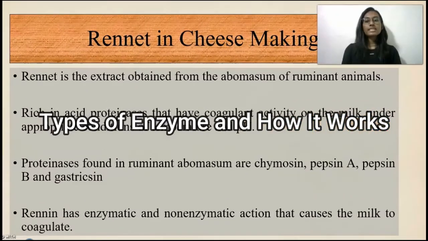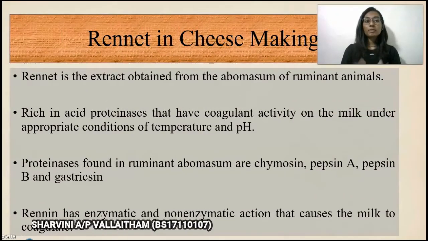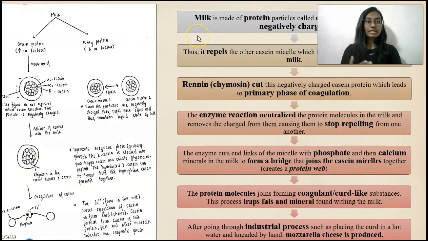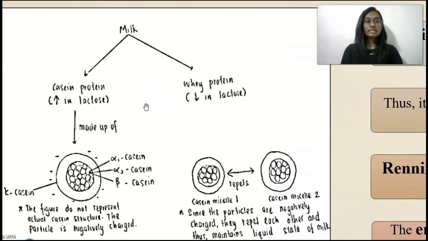Rennet. Rennet is basically an extract obtained from a cow's digestive system, which is used to digest milk. Rennet contains different types of enzymes, and specifically in this part I'm going to talk about chymosin. The process of making cheese can be divided into two, the enzymatic phase and the non-enzymatic phase. This is a step-by-step process of making cheese. Milk can be divided into two parts, casein protein and whey protein. To make cheese we will use the casein part.